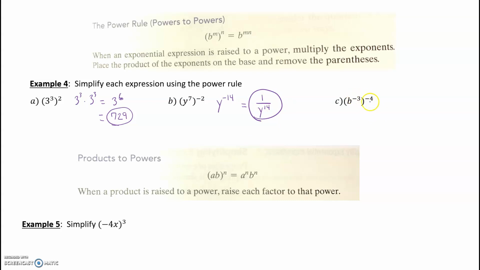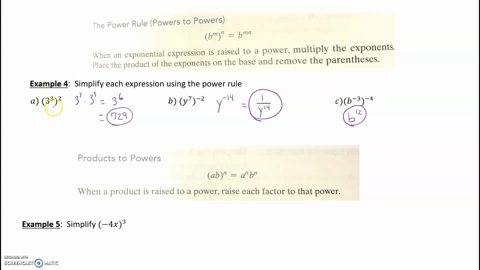Last one. These are actually nice. So when you multiply -3 times -4, you actually get b to the +12. And you don't have to deal with any negatives. All right, so power to a power, we multiply. Again, understand the concept.